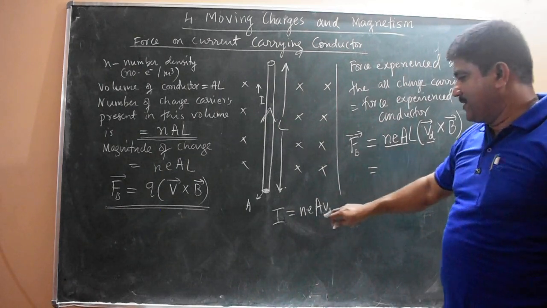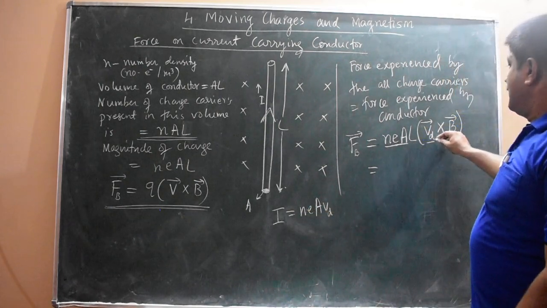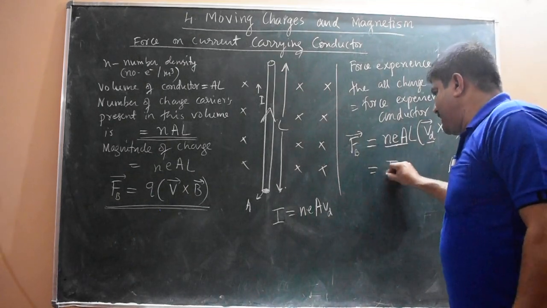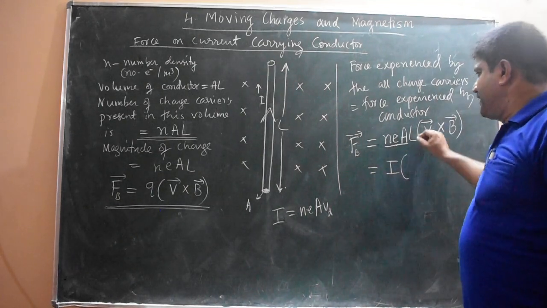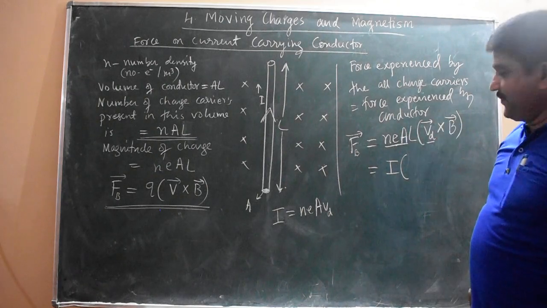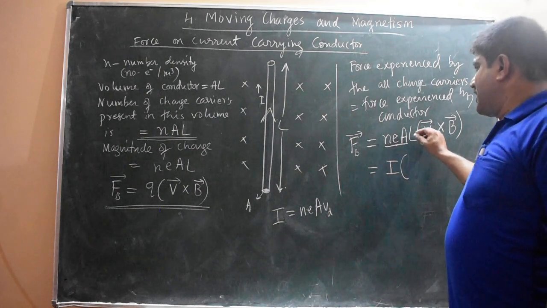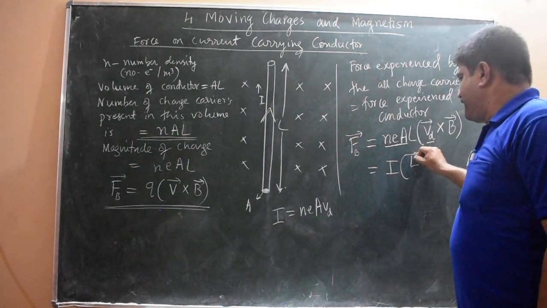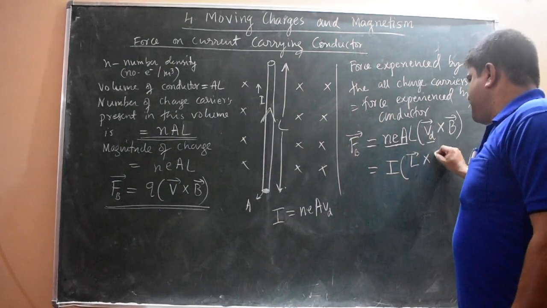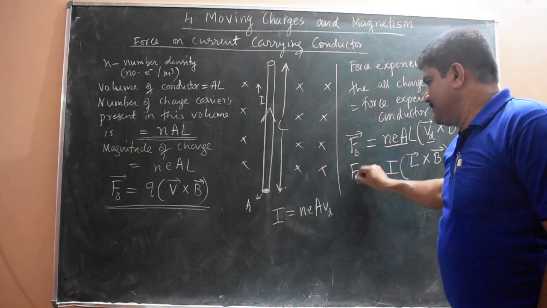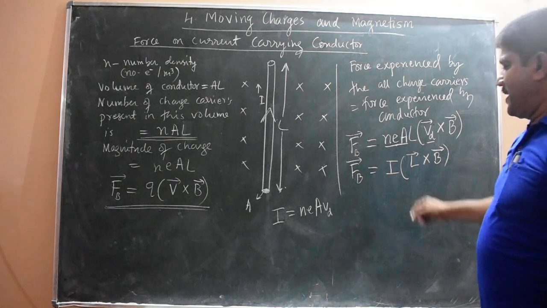NEAVD together is current. But L is there here, and current is a scalar value. So I write L, I, and I shift the vector symbol here to L, because L is a vector. Current is not a vector; current is a scalar quantity. So I put the vector symbol for L cross B. This is the expression for the magnetic force experienced by the conductor.